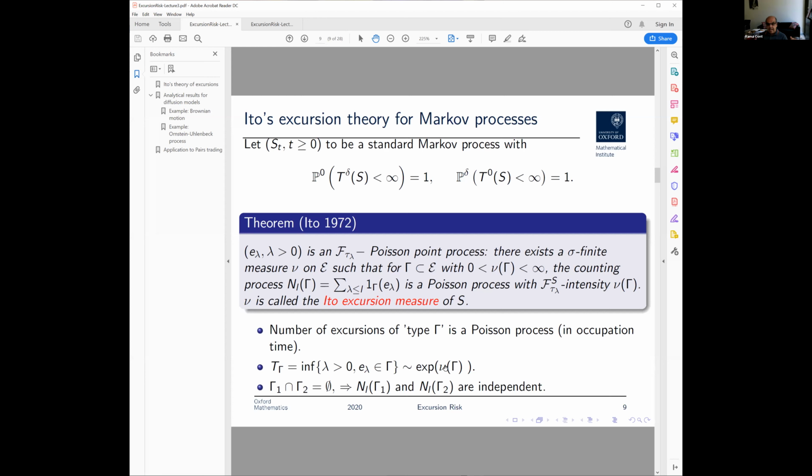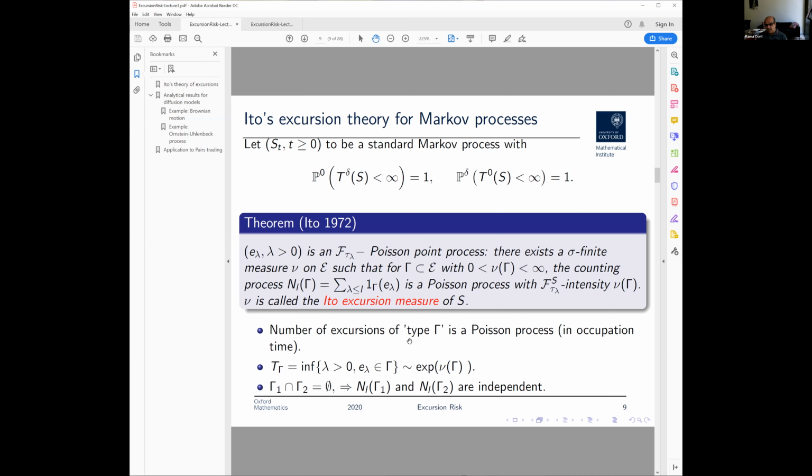Also, if I take two sets of excursions which are disjoint, for example, excursions which stay below 1 and excursions which reach 1, then the counting processes associated with these two are independent. The number of excursions below 1 and the number of excursions above 1 are independent random variables. This is a very important fact.